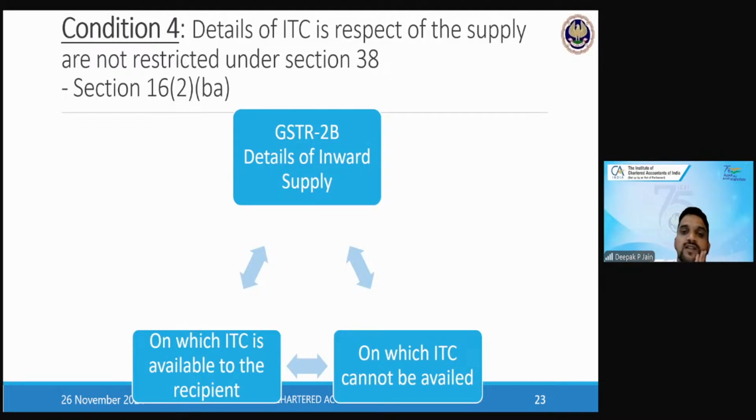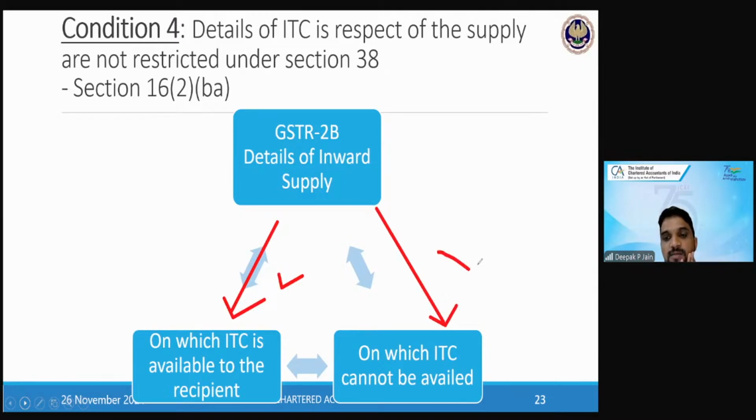So what they're trying to say is, in your GSTR 2B you will have the details of inward supply. You will have bifurcation of the credits, what is appearing. You will have bifurcation on which ITC is available to the recipient. This you can claim. And you will have a bifurcation on which ITC cannot be availed. On this, you cannot claim the credit.